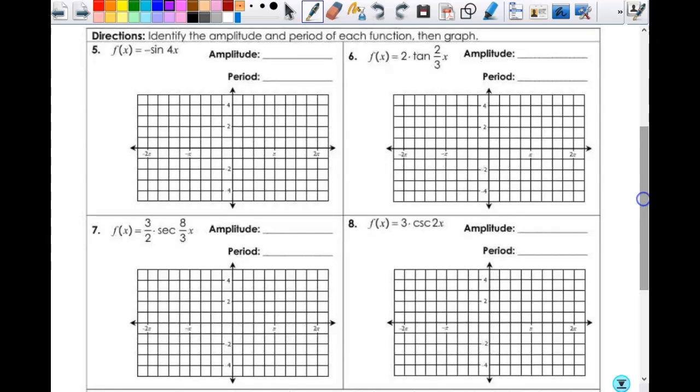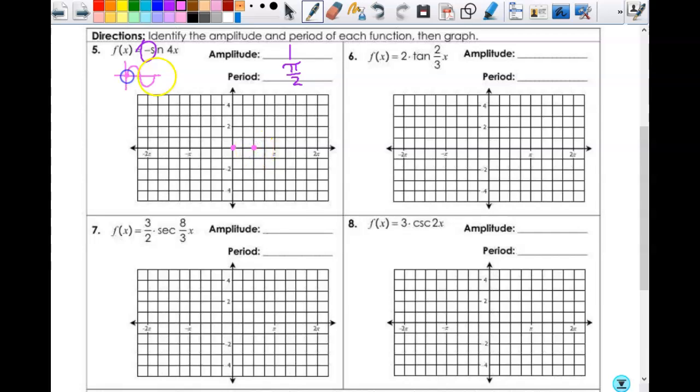All right, number 6. The amplitude here is 1, but there is a negative, so there's a reflection. The period is going to be 2 pi divided by 4, so it is pi halves. All right, so my sine graph looks like this. So I'm going to start here. I don't have any shifts, so 0, 0 is 0, 0. The period is pi halves, so there's the end of the period.